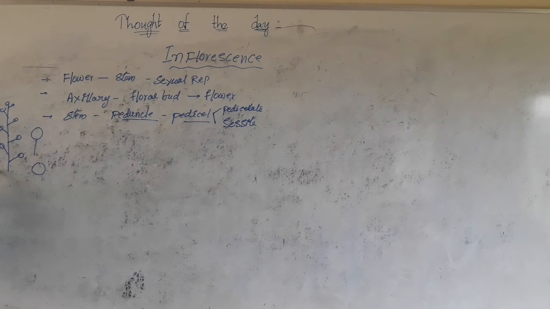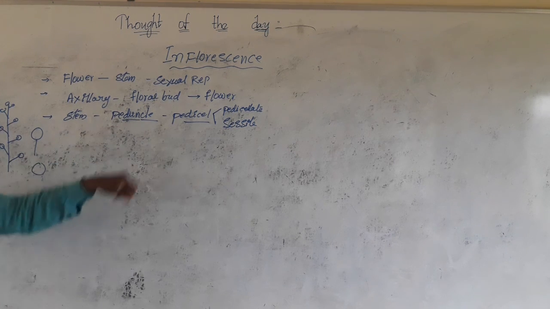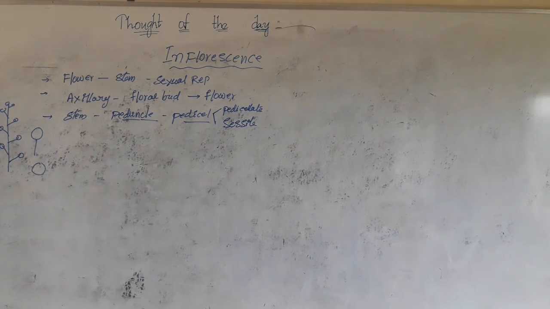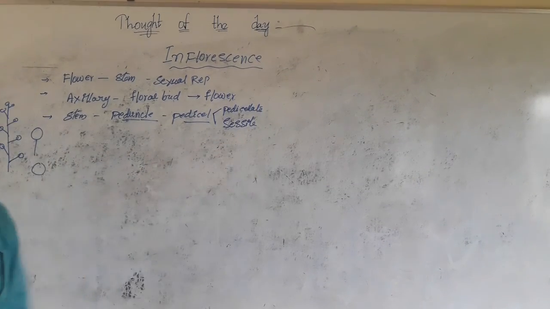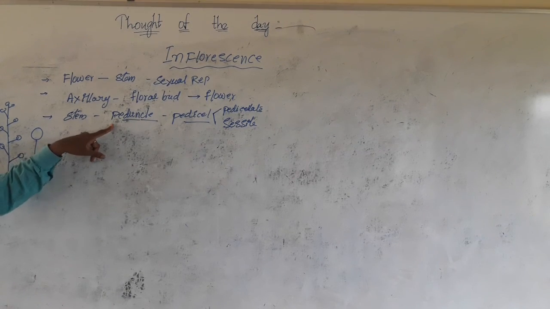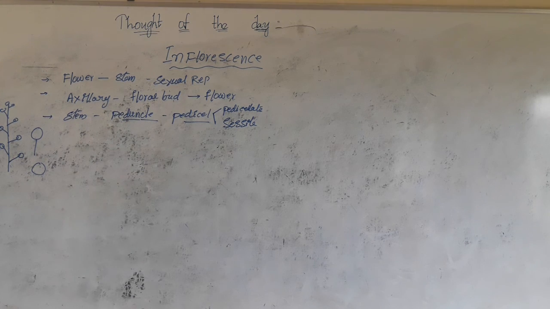Now this peduncle is also represented by a number of flowers. Every flower is attached with a small pedicel, and that is called a pedicellate flower. But in some members, flowers are directly attached without any stalks, without any pedicels. Such a flower is called a sessile flower. In this way, these flowers are arranged on the peduncle in a systematic order. They don't stick on randomly; it is a systematic order.